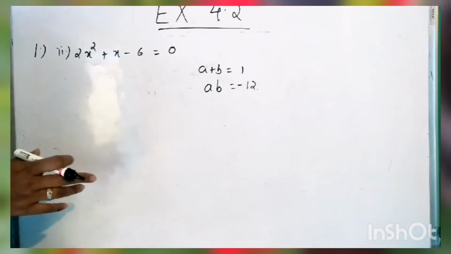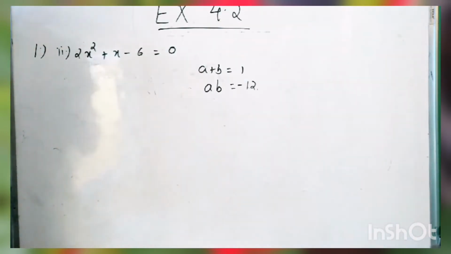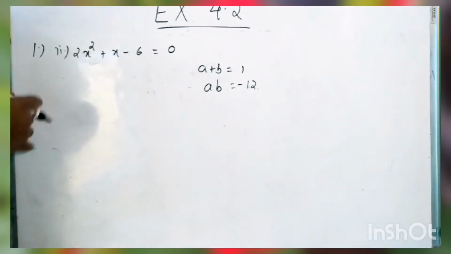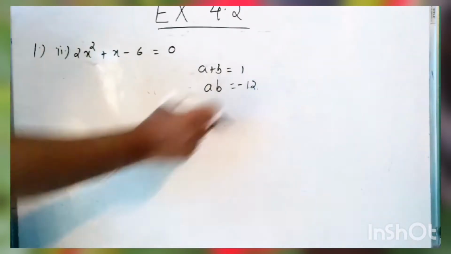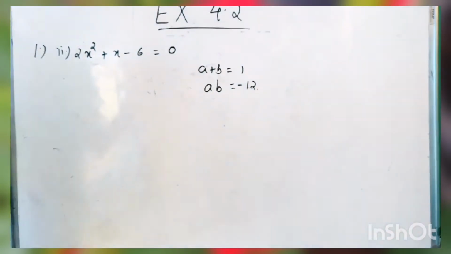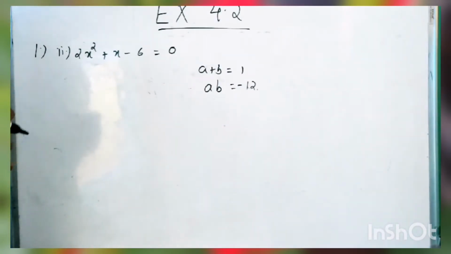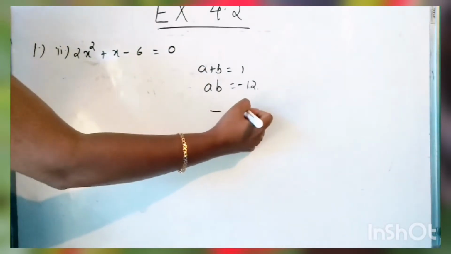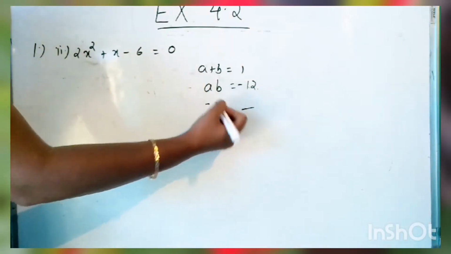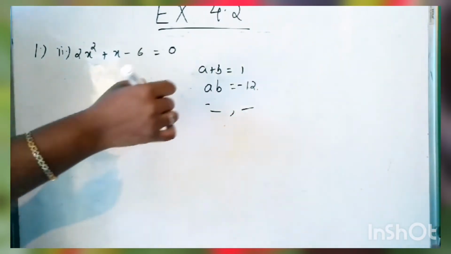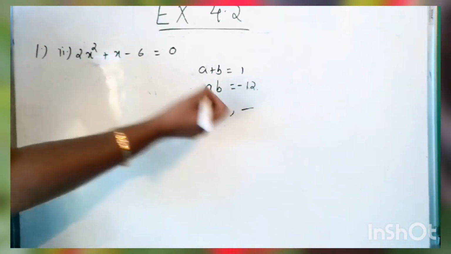Which gives the sum is equal to 1 and the product is equal to minus 12. Since this product is negative, one number should be a negative number, and the sum is positive. That means the greatest number is positive. We will have two numbers, and one number should be negative. Since the sum is positive, the greatest number is positive.